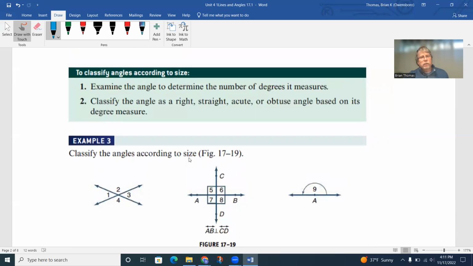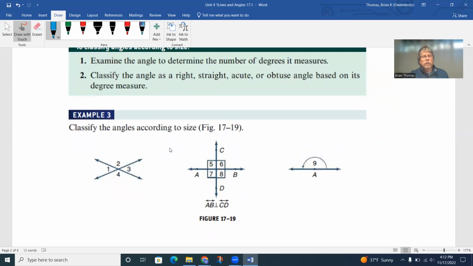So if we look at these angles here, examine each angle to determine the number of degrees it measures. First, we want to classify the angle as right, straight, acute, or obtuse based on its degree measure. If I look at angle 1, notice angle 1 is from here to here. Does that look like it's less than 90, 90, more than 90, or a straight line 180? To me, this is a small rotation. This is a small angle. So this would be classified as an acute angle.